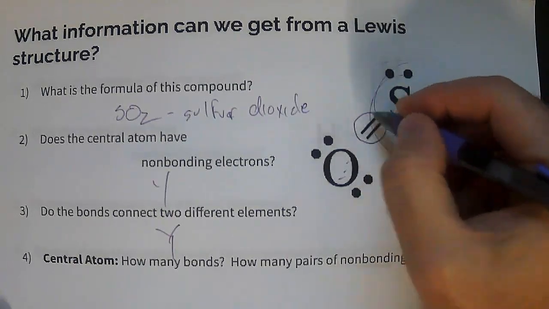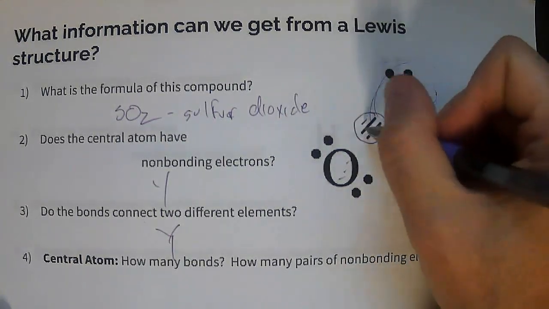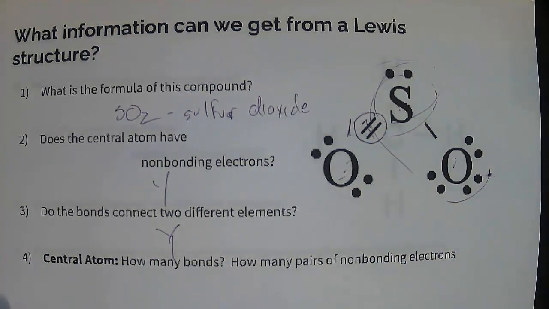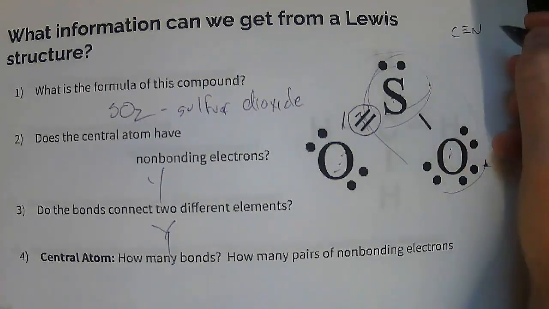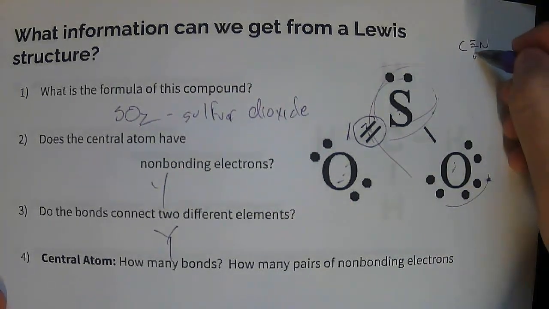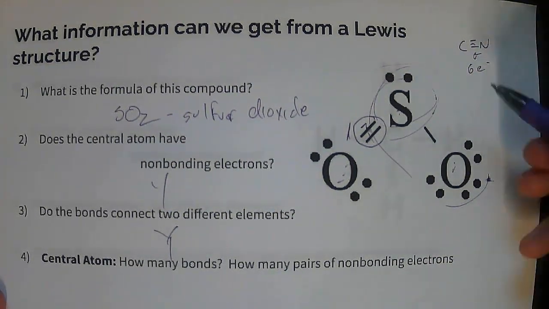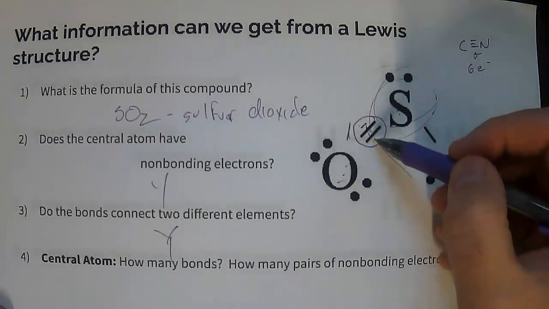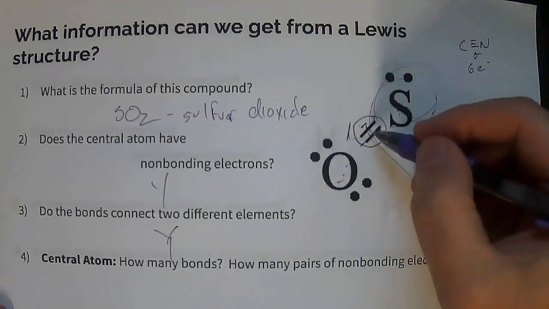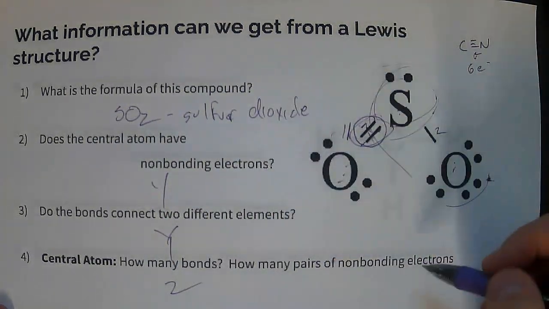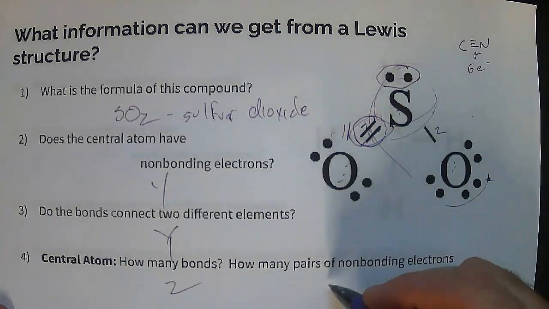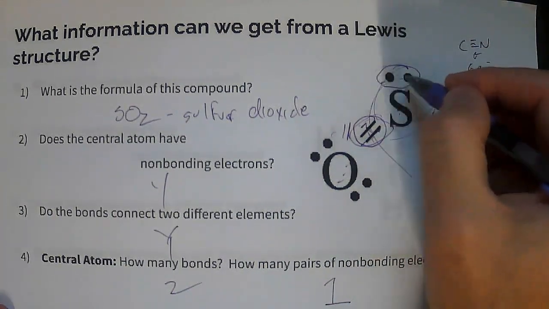A double bond or a triple bond here counts as just 1 bond. Even though it's a double bond, we're only going to count that as 1 bond. It's like 1 bond that has 4 electrons in it. If we had a triple bond, that would be 1 bond with 6 electrons in it. Even though it looks like it's 2 bonds, it's just 1 bond. So that's 1, 2, so there are 2 bonds. And then how many pairs of non-bonding electrons? Remember, a pair is 2, so that's 1.